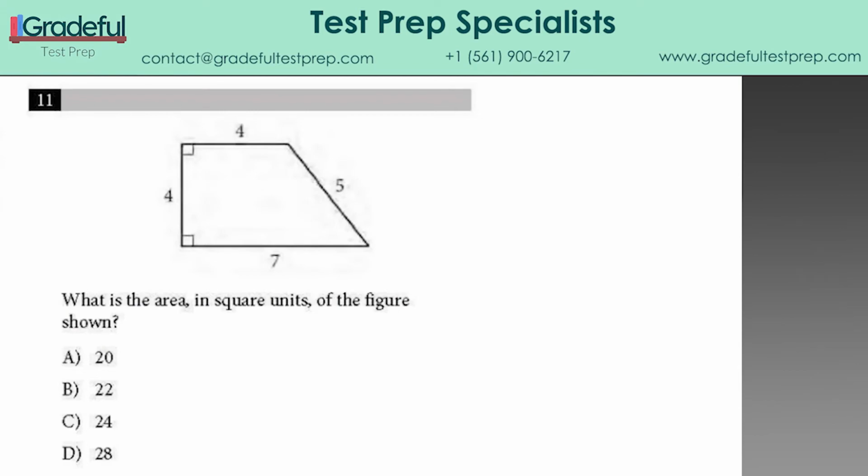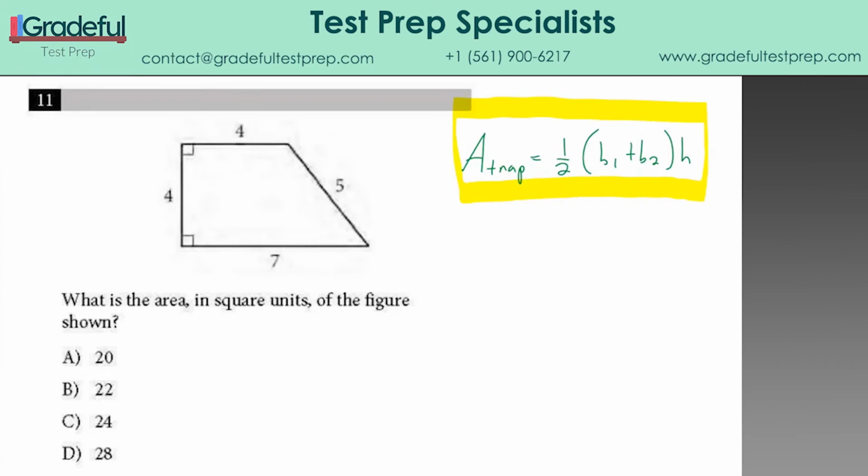We have this trapezoid figure here, and you need to know the area of a trapezoid, which is 1/2 times b1 plus b2 times h. So definitely commit that to memory. You don't want to enter an SAT without it. And here we have our two bases, 4 and 7, and we have our height of 4. So what we're really saying is that this 5 right here is just decoy information. So let's just plug that into the formula.